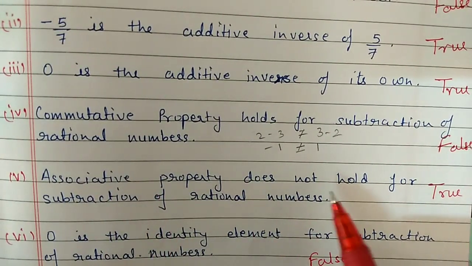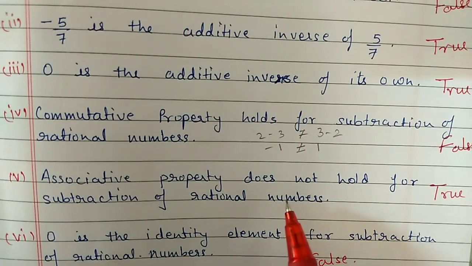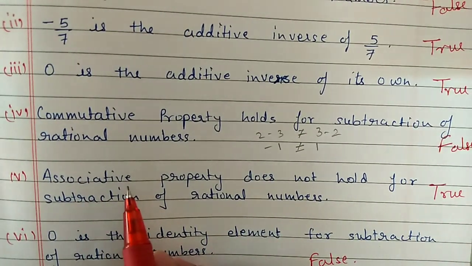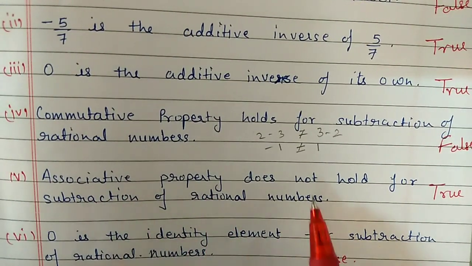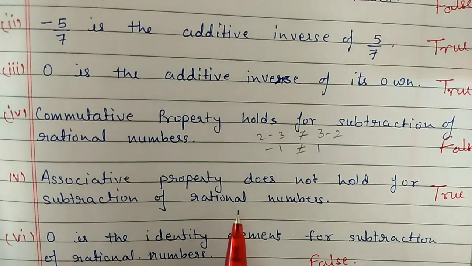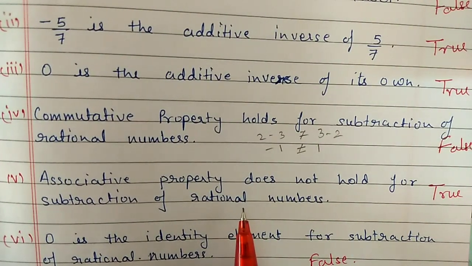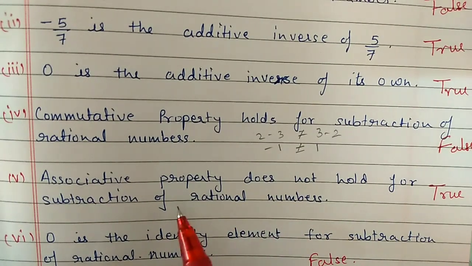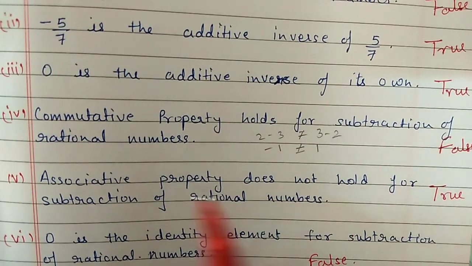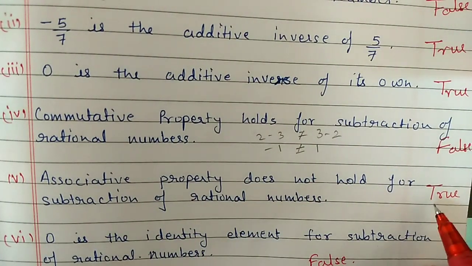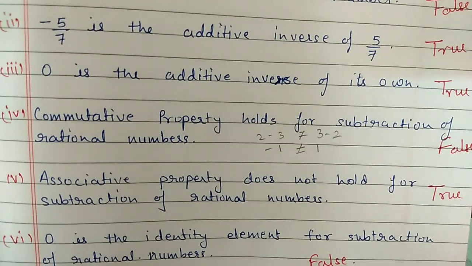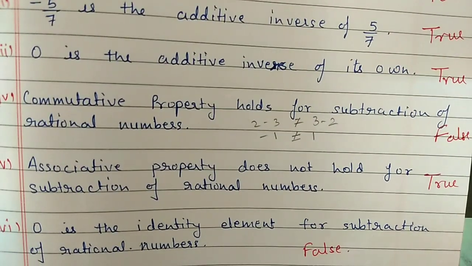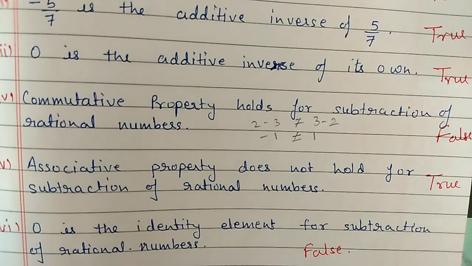Last ones, fifth one. Associative property does not hold for subtraction of rational numbers. In associative property, we will take three numbers and then we will check the order. If we change the grouping, then will the answer change or not. So this property does not hold for subtraction. This statement is true.